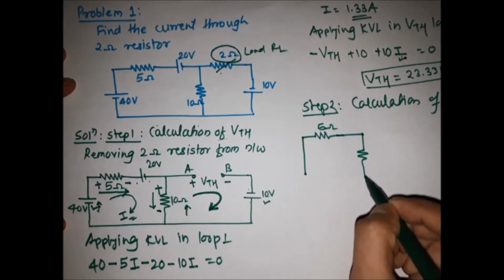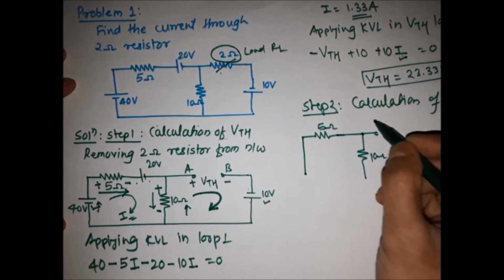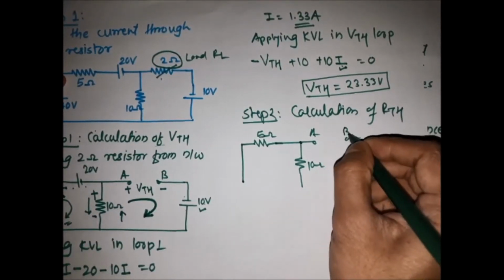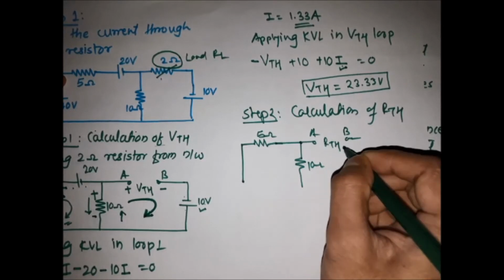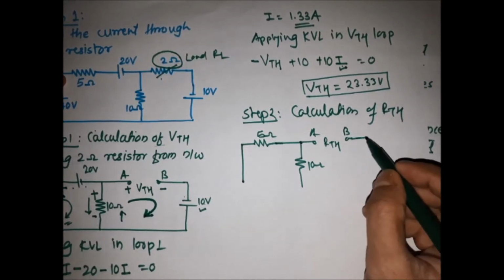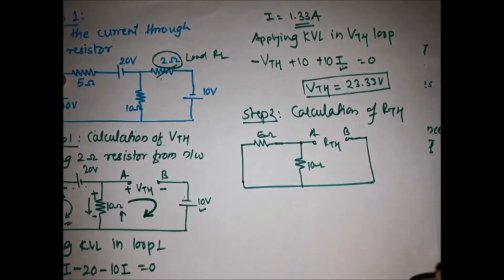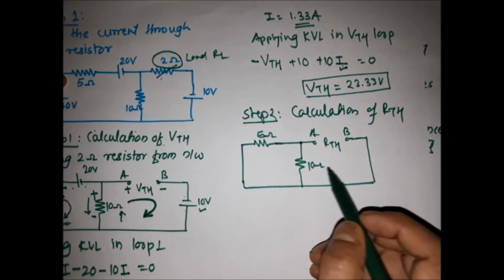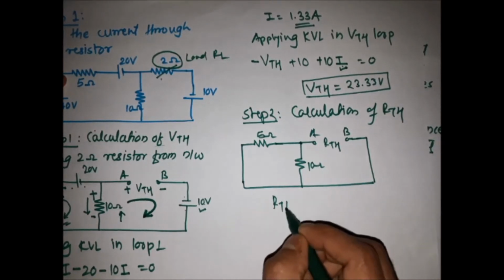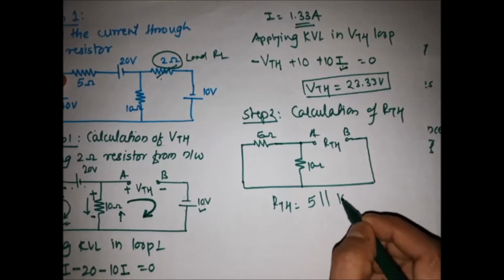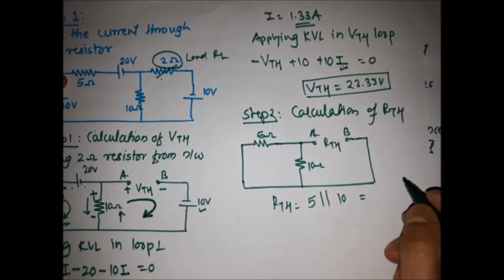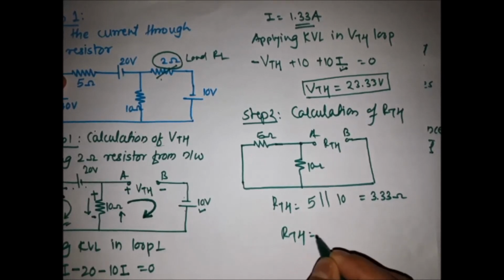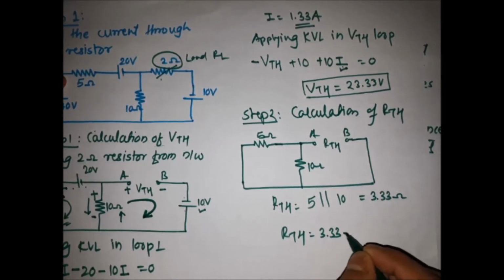Then 10 ohm resistor, here the terminal A and terminal B is replaced, or in between we are finding the RTH. See here the 10 ohm resistor, it is short circuited again, so only the two resistances are in the circuit, and 5 ohm and the 10 ohm are in parallel, so simply RTH is equal to 5 parallel with 10 is equal to, we get it is 3.33 ohm. So RTH is equal to 3.33 ohm.